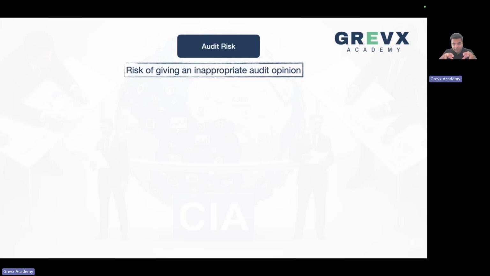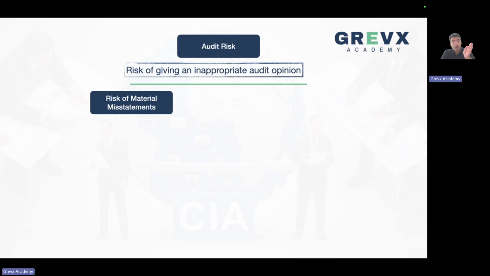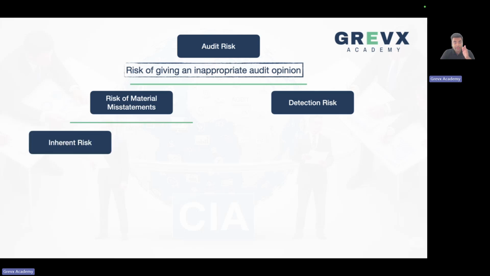Now, audit risk has various components to it. All right. So audit risk primarily, let's give two bifurcations: risk of material misstatements and something known as a detection risk. We will come to detection risk in just a while. This risk of material misstatements has two components: inherent risk and control risk.